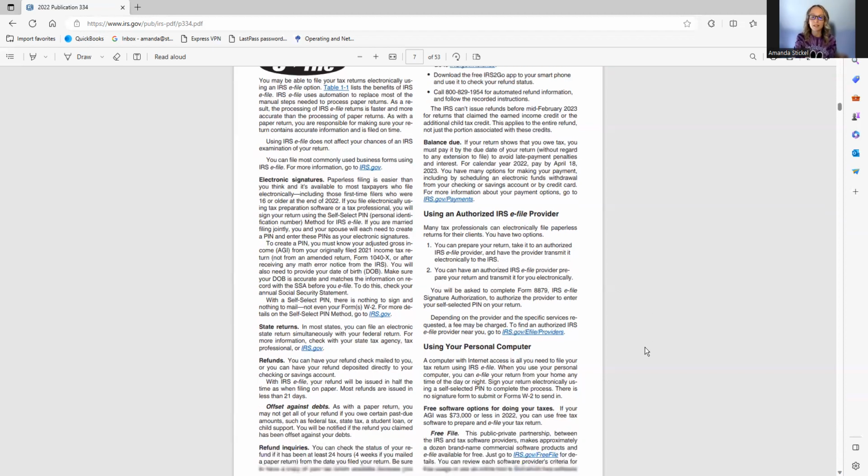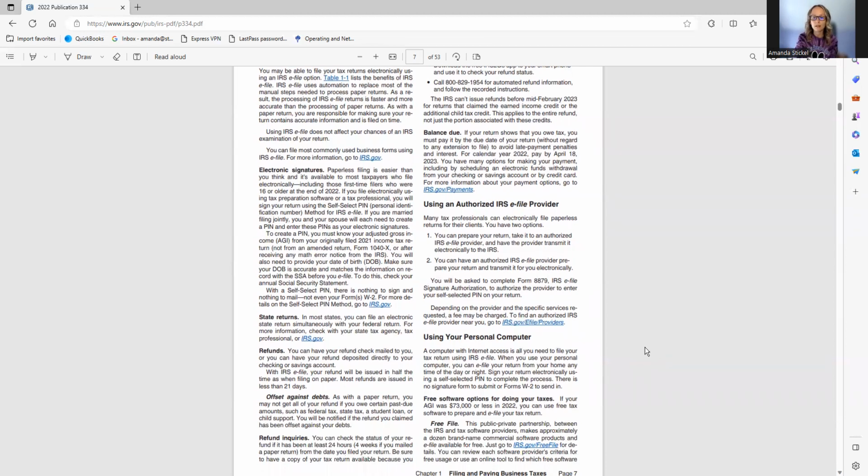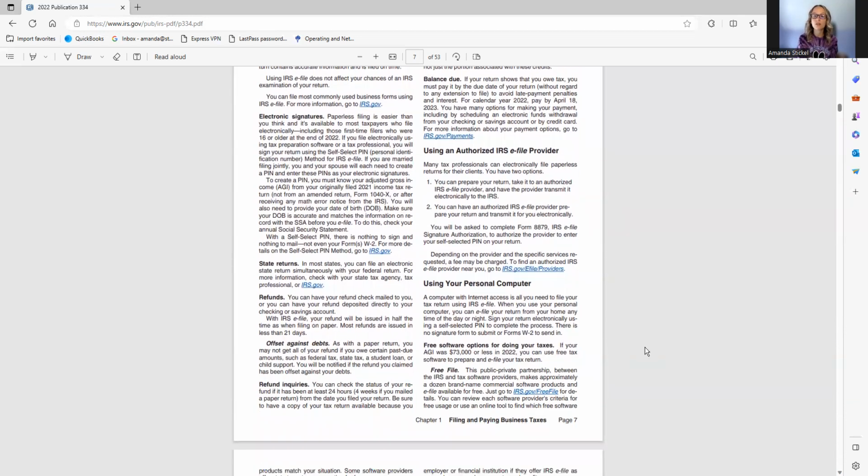Using an authorized IRS e-file provider. Many tax professionals can electronically file paperless returns for their clients. You have two options. You can prepare your return, take it to an authorized IRS e-file provider, and have the provider transmit it electronically to the IRS. Number two, you can have an authorized IRS e-file provider prepare your return and transmit it electronically. You'll be asked to complete Form 8879, IRS e-file signature authorization, to authorize the provider to enter your self-selected PIN on your return. Depending on the provider and the specific services requested, a fee may be charged. To find an authorized IRS e-file provider near you, go to that website.